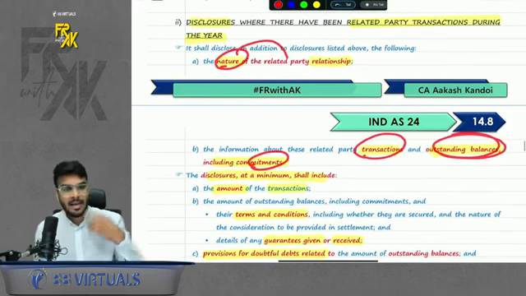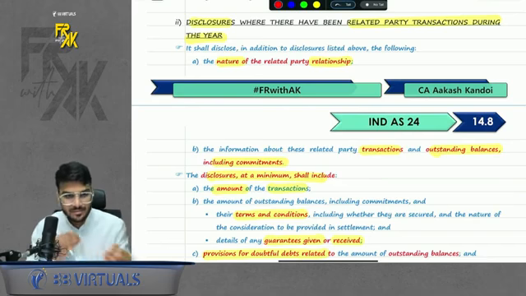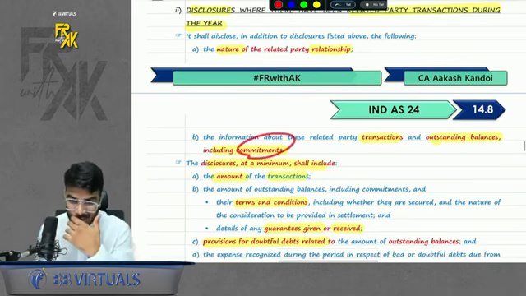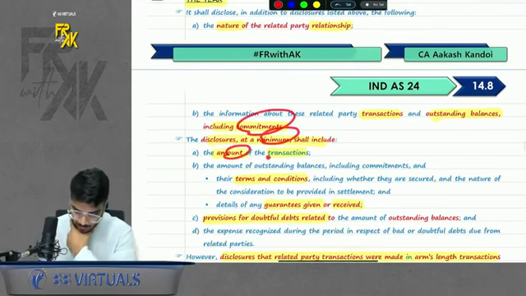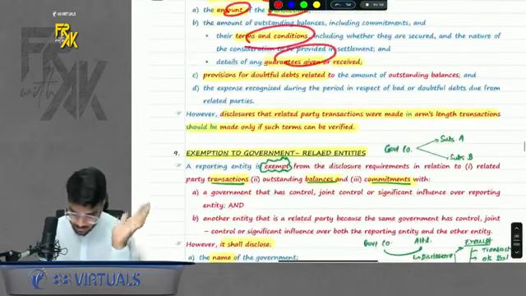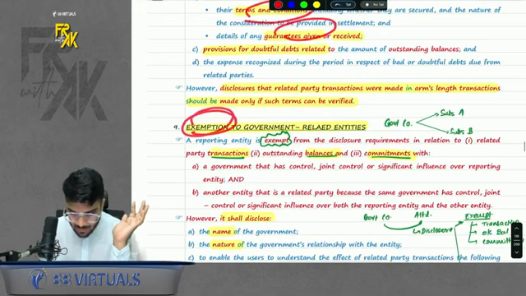So basically, I help you remember like this. Disclose the nature: husband, wife, girlfriend, boyfriend. Disclose the transaction, disclose the outstanding balance and disclose the commitments. Also disclose the amount of transaction, terms and conditions, guarantees given. Just remember the keywords given in red. Okay, that's it. Now, certain exemptions are available to government companies.